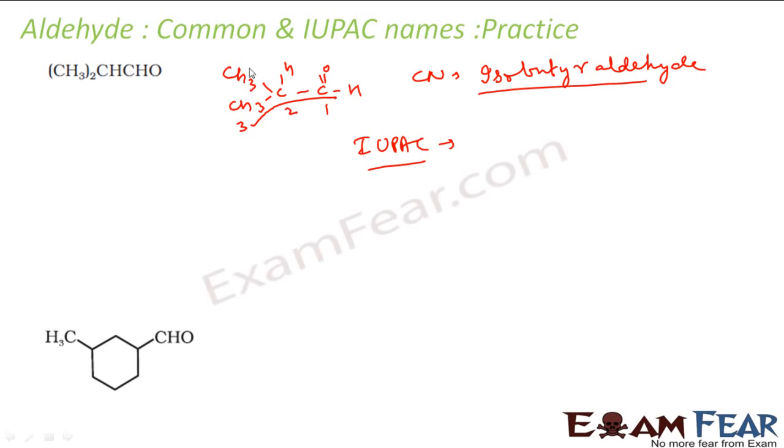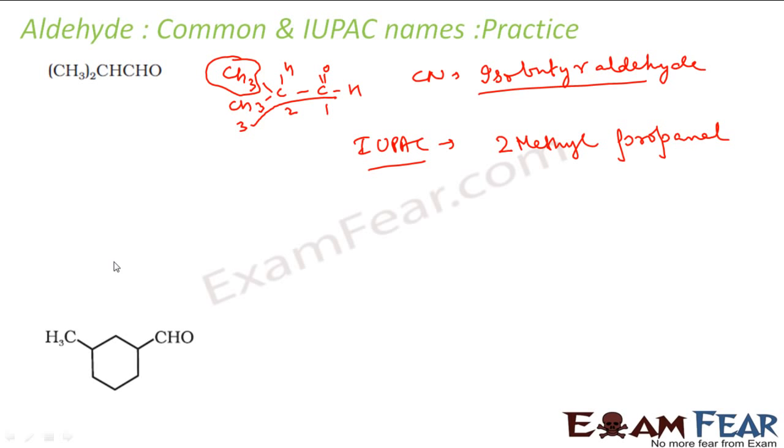So at second position, I have a methyl group, right? If you see, this is my chain, and this is my extra substituent. So at second position, I have a methyl group, so it will be 2-methyl. The number of carbons in the chain is 3, so propanal.